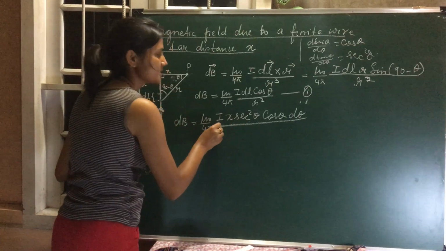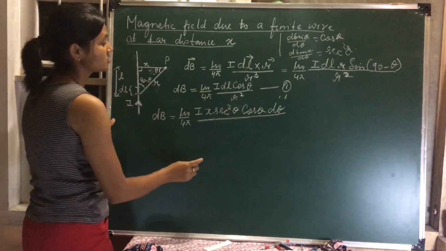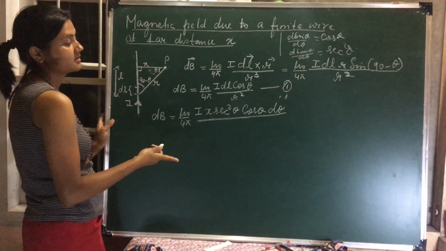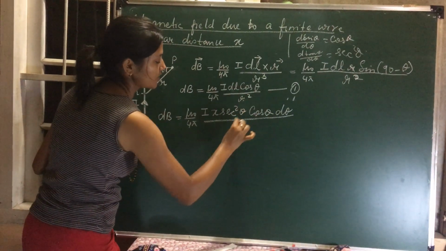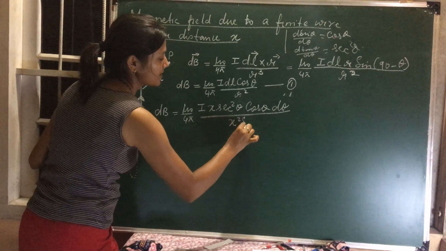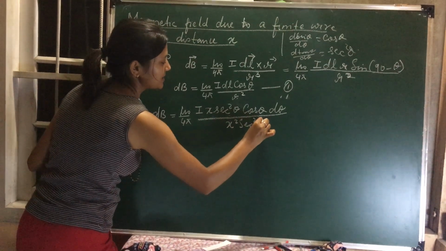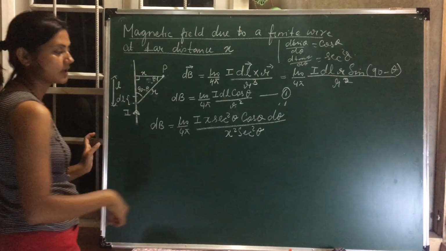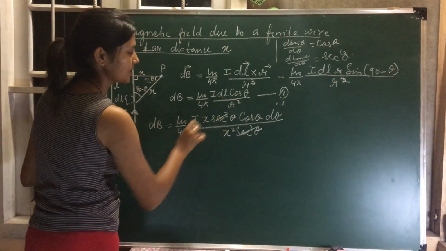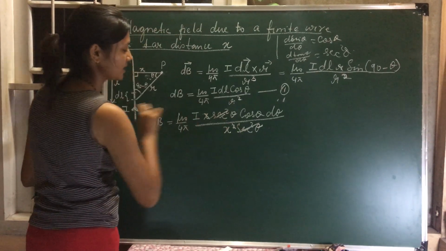And r is equal to what? x sec theta, so r square will be x square sec square theta, right? Yes. Now what are the things we can cancel out? This one cancels out, this one cancels out.